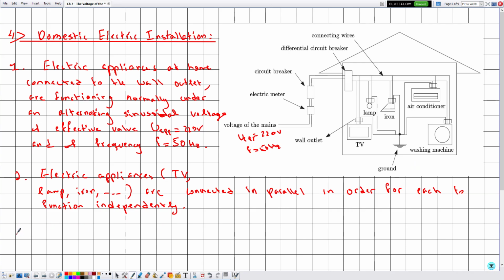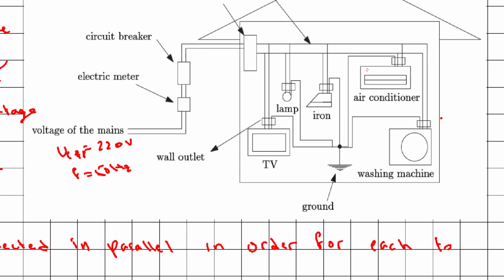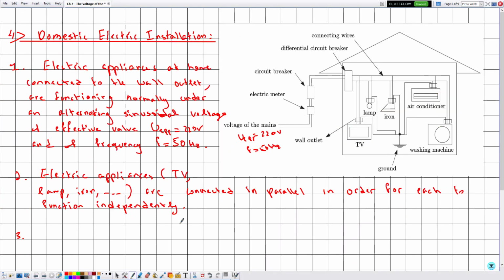Now the third idea is that, for example, we know that the voltage of these electric appliances is 220 volts, 220 volts, 220 volts, 220 volts, 220 volts. So what's the difference between one electric component and the other is the current I, or instead of talking about the current we can talk about the power.